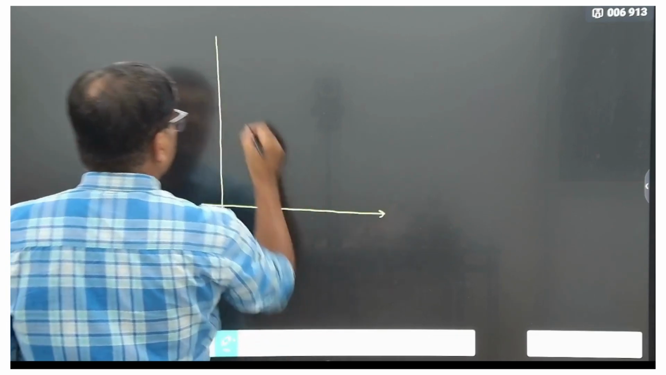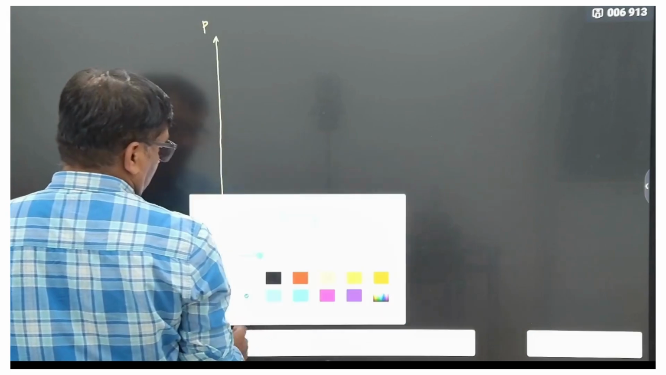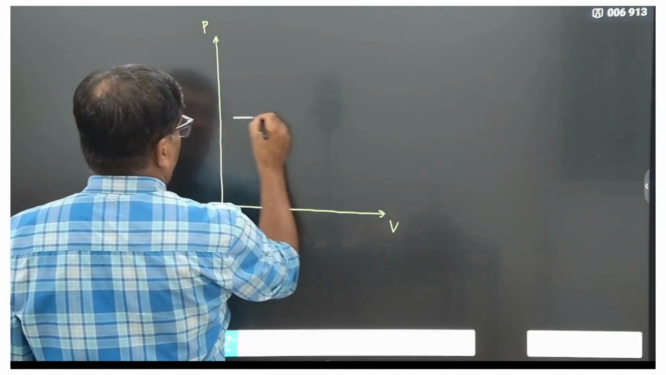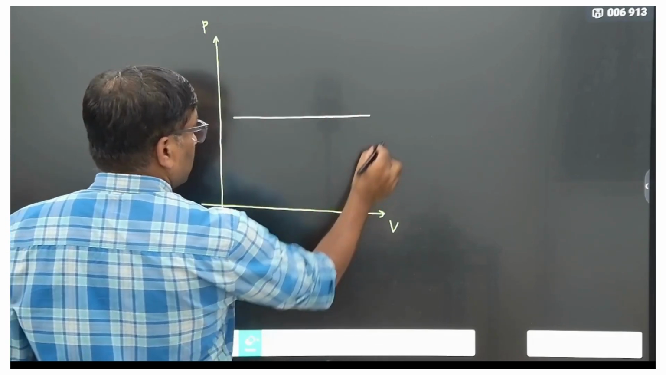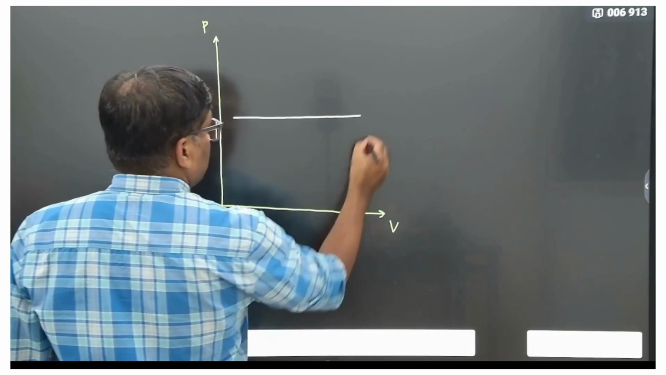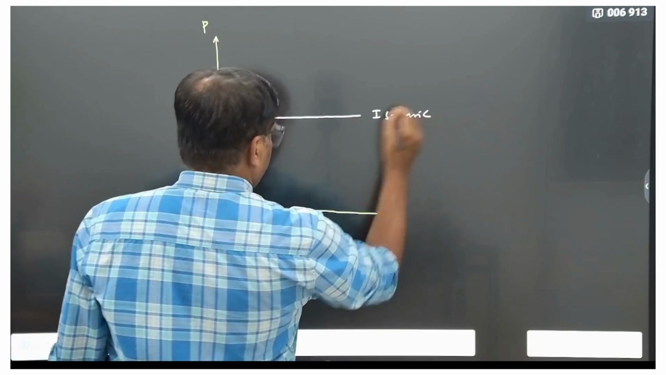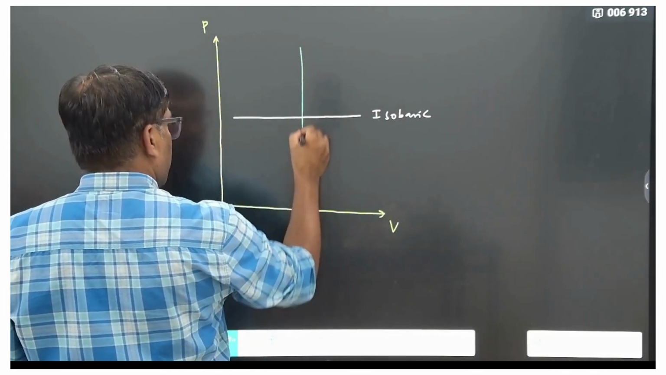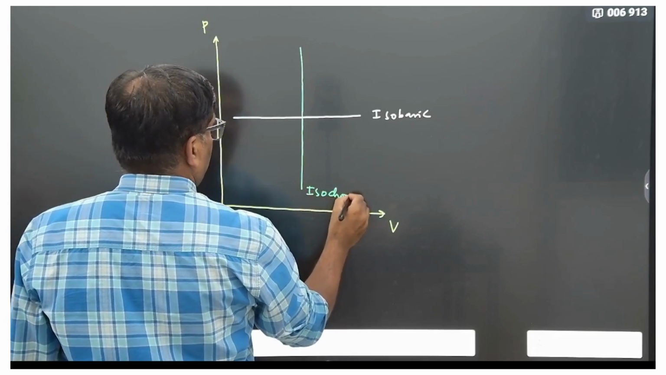PV graphs. This is P, this is V. Just now we drew them, no? All these graphs come under the PV graph. Suppose this graph. Can you tell me what this graph is? This is nothing but pressure is constant. So pressure is constant means this is isobaric. Next one, this is isochoric.